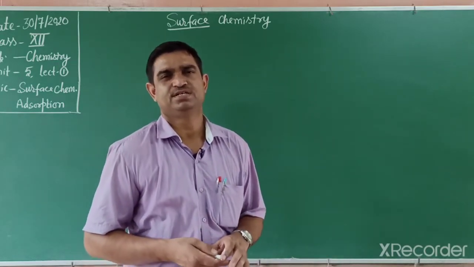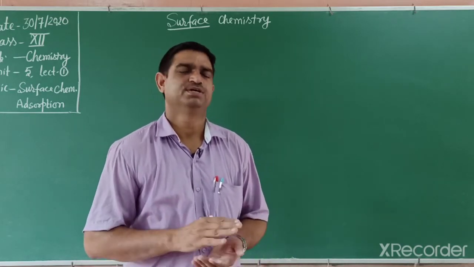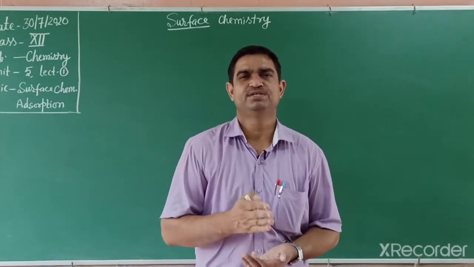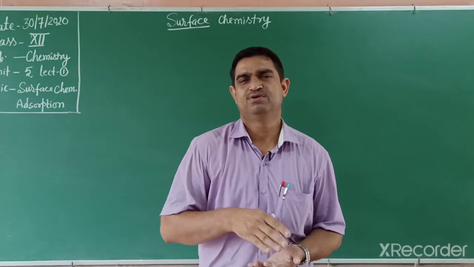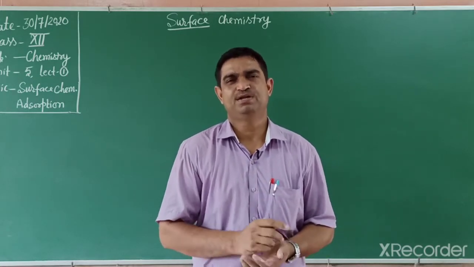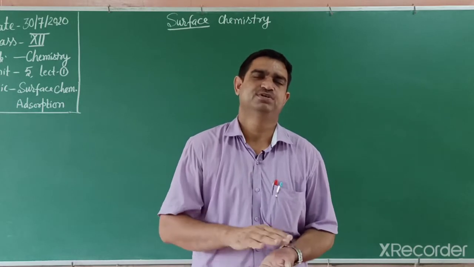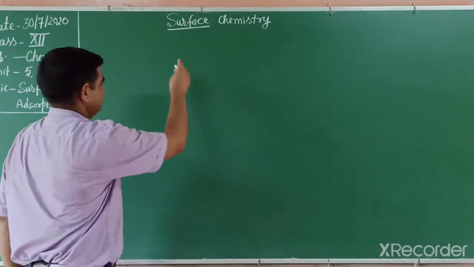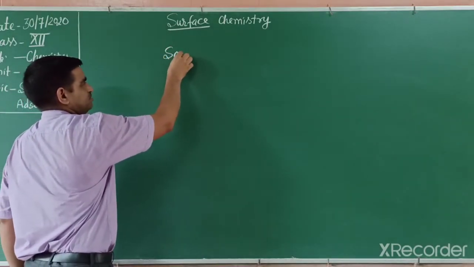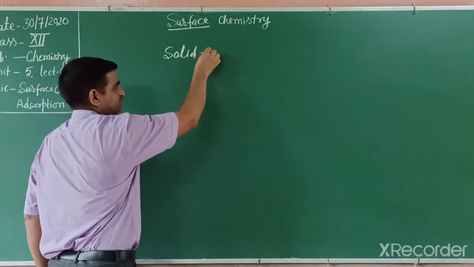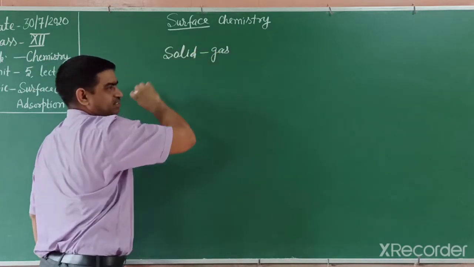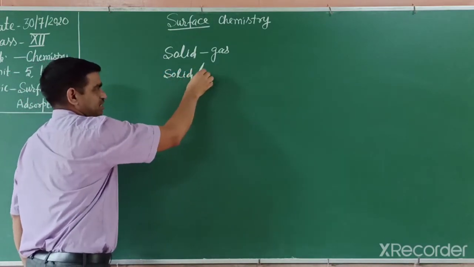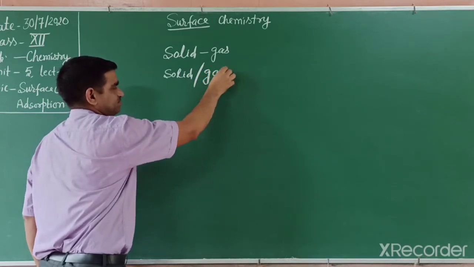In surface chemistry, we study chemical reactions occurring on a surface. Those reactions that occur on a surface we represent by a hyphen or by a slash. For example, a gas adsorbed on the surface of a solid or a liquid. How can we represent that? The solid, an oblique, which means hyphen, then the gas. I can represent this as solid slash gaseous state.